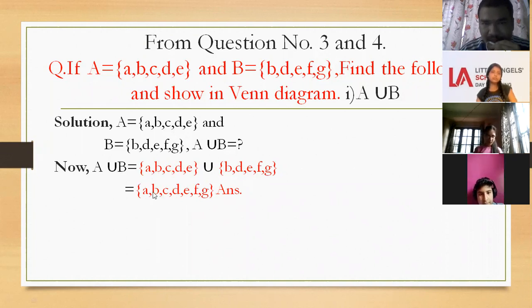Here, A, B, C, D, E, F, G. We wrote all the elements from A and B, but here some are repeating. Which are repeating here? B, D, E. B, D, E are repeated, but we don't repeat them while writing them in one single set. Okay, children, this is the process to find the union of the given sets. Are you clear, children, about it? Yes. Now, after that, what is being asked there? After finding this A union B, now we need to show it in a Venn diagram.